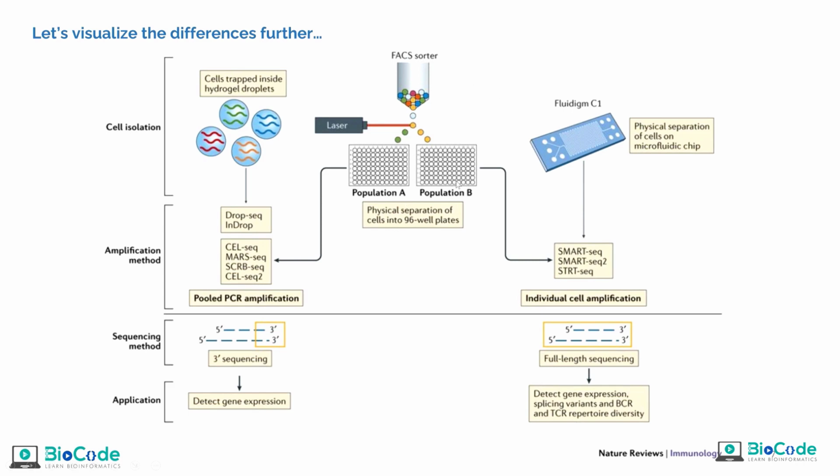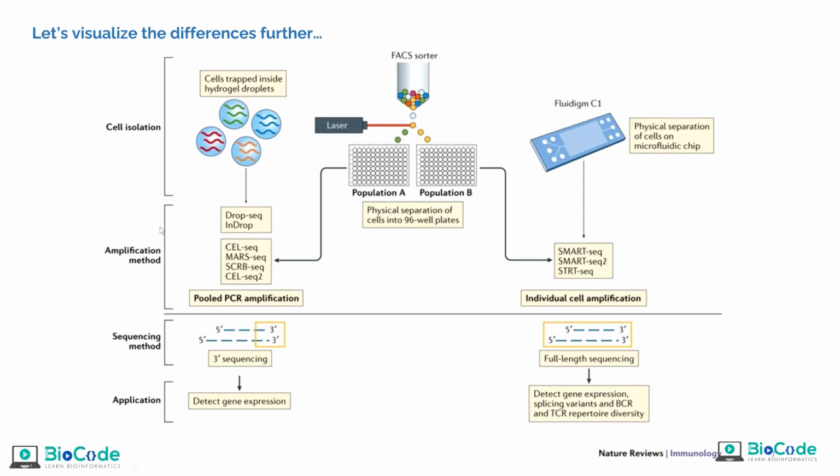Whereas with the FACS sorter, the cells from this sorting go to Smart-Seq or, from over here as well, FACS sorting also utilizes CEL-Seq, MAR-Seq, scRB-Seq or CEL-Seq. Whereas Drop-seq and 10x Genomics all utilize these particular beads, where the cells are trapped inside hydrogel droplets and then they are further pooled.